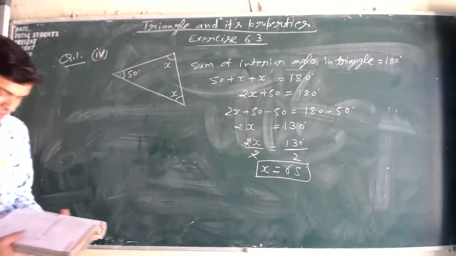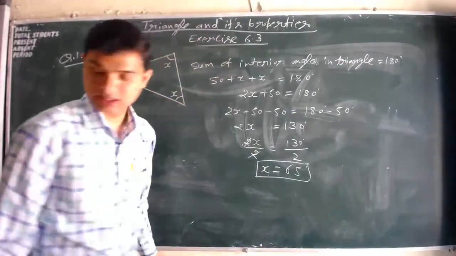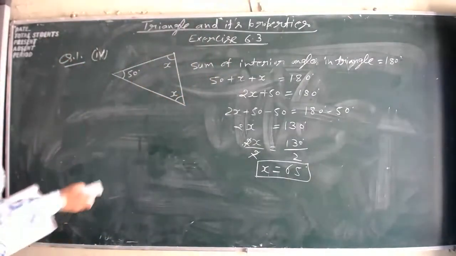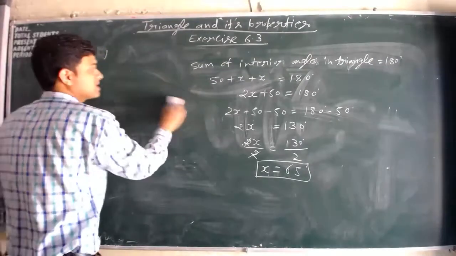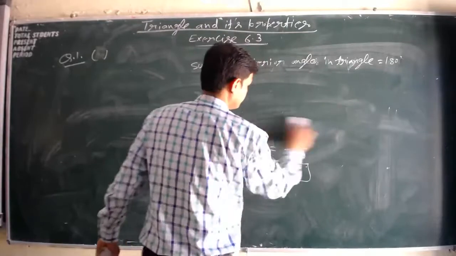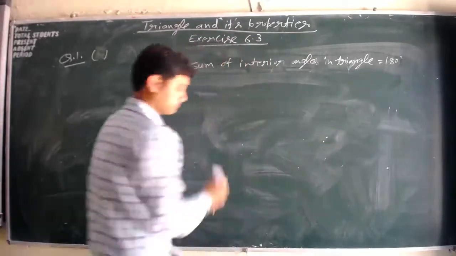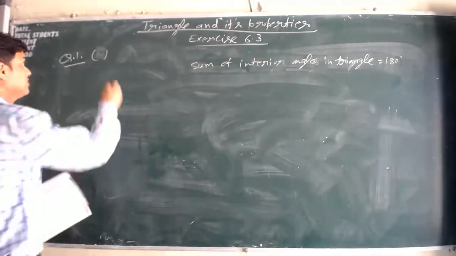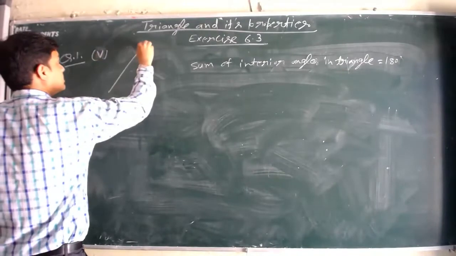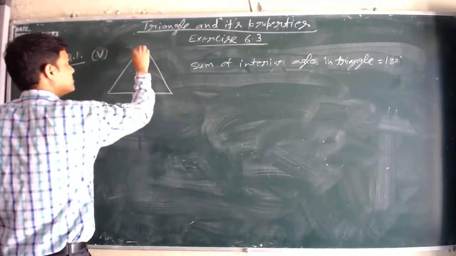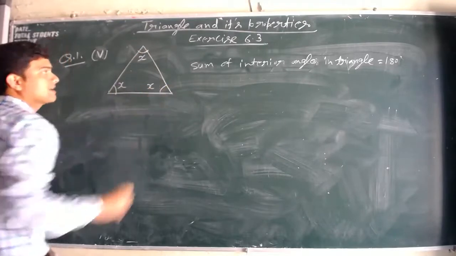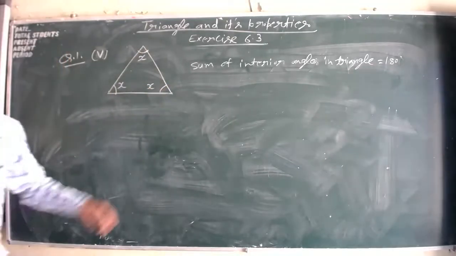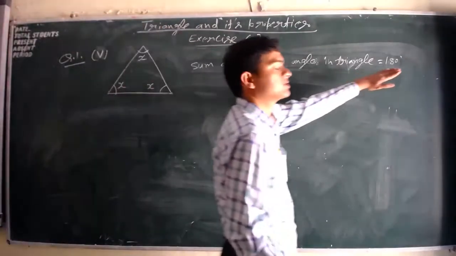Okay. In the same way we can do the next one. That is your fourth part. Let's see what is given in the fourth part. Sorry, fifth part. In the fifth part we have a triangle and all the measurements are the same. That is given x, x and x. Clear? Now the sum of interior angles in the triangle is equal to 180 degrees.